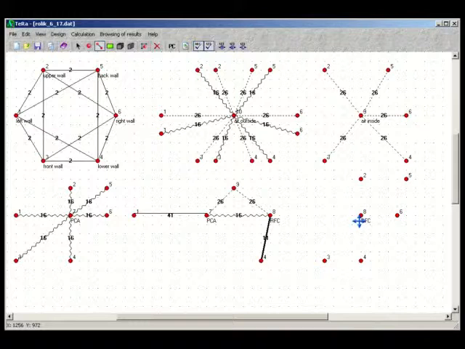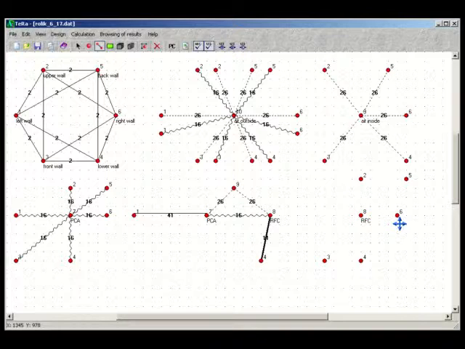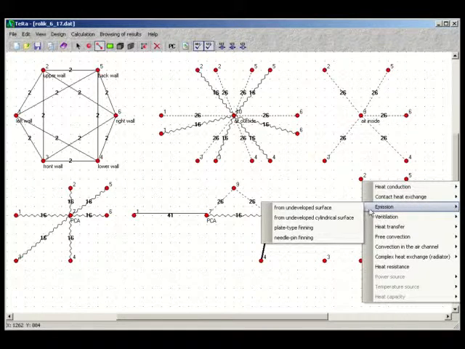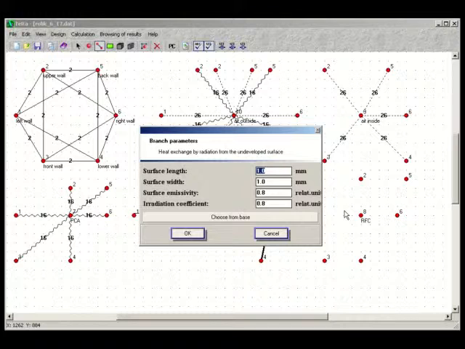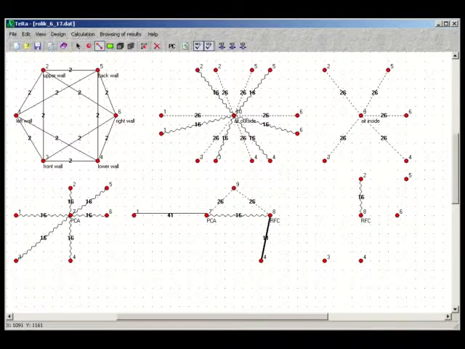Block 8, transformer, we shall also connect to blocks 2, 3, 4, 5, and 6, walls of the case, by the branches emission from the undeveloped surface. Parameters of the branch from 8 to 2, emission from the undeveloped surface: surface length 30, surface width 30, emissivity factor and irradiation coefficient we take from the database. Parameters of the other branches are similarly entered.